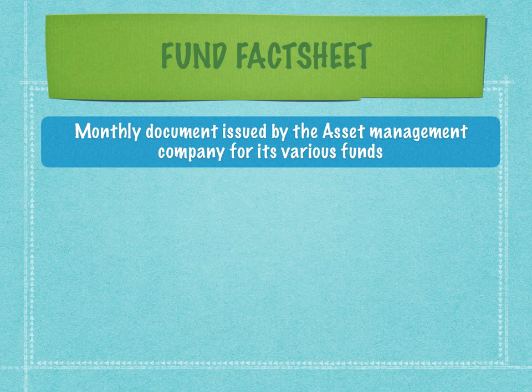It is mandated by SEBI, that is the Securities Exchange Board of India, to release the fund fact sheet on a monthly basis, fund wise. It's not enough that they give the total picture of the entire AMC. No, they have to give a fund fact sheet for each of those funds that are there.